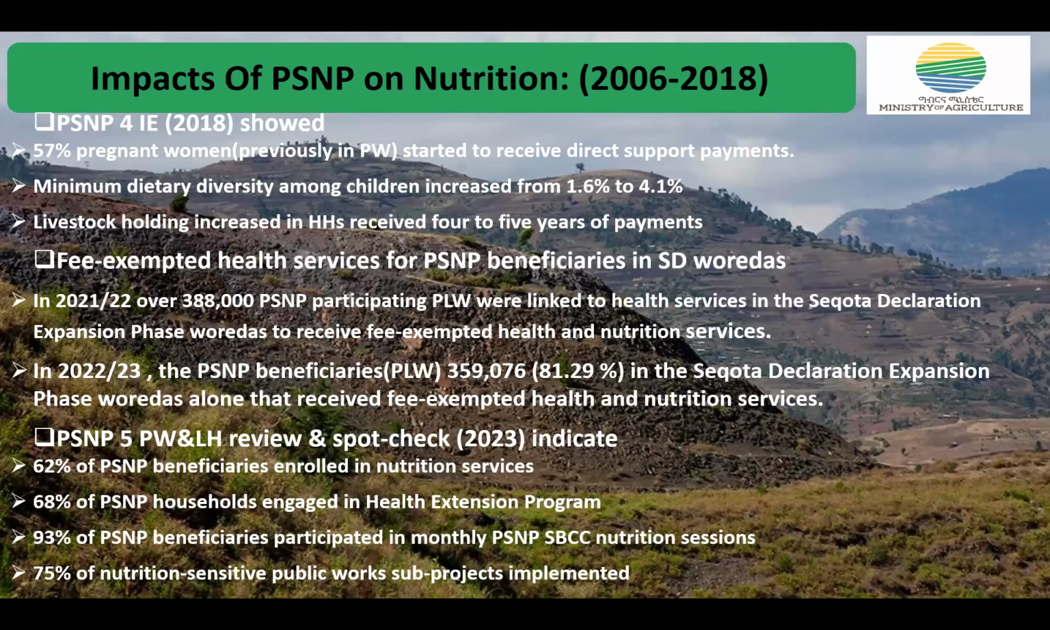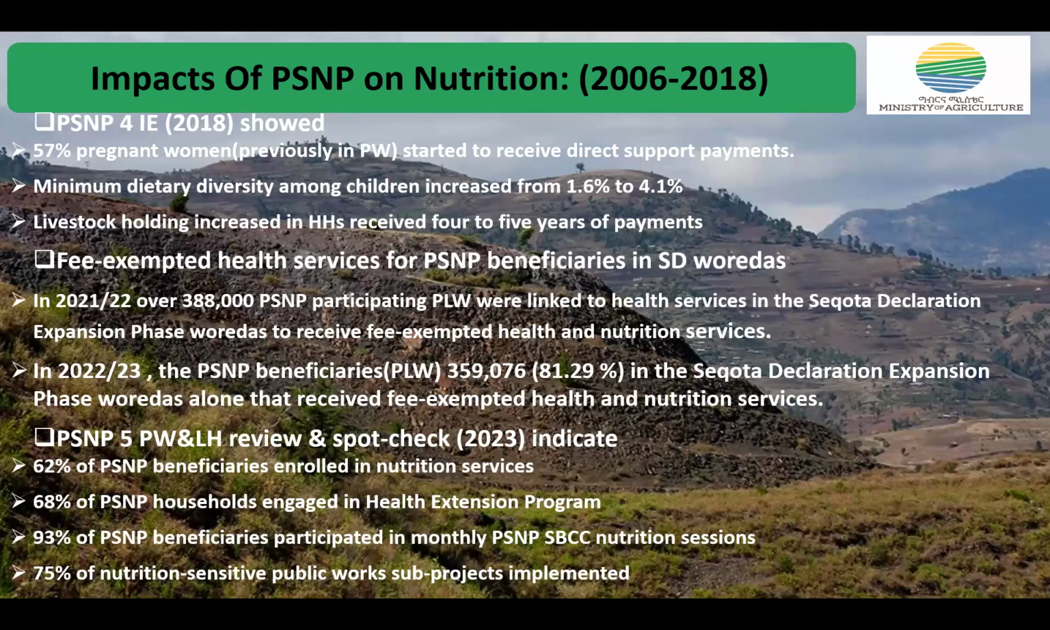evidence. For instance, the current PSNP 5 public work and livelihood review and spot check reveals that 62% of PSNP beneficiaries enrolled in nutrition services, 68% of PSNP households engaged in the health extension program, and 93% of PSNP beneficiaries also participated in monthly PSNP SBCC sessions. 75% of nutrition-sensitive public work sub-projects were also implemented.